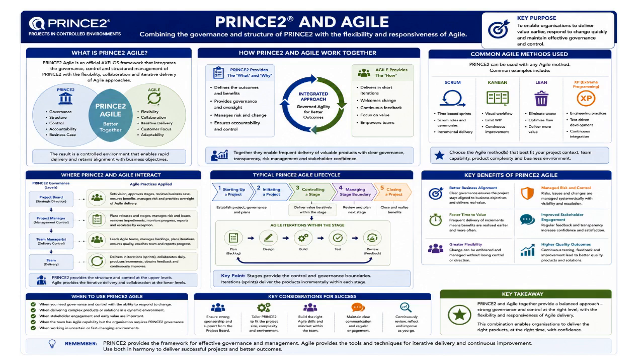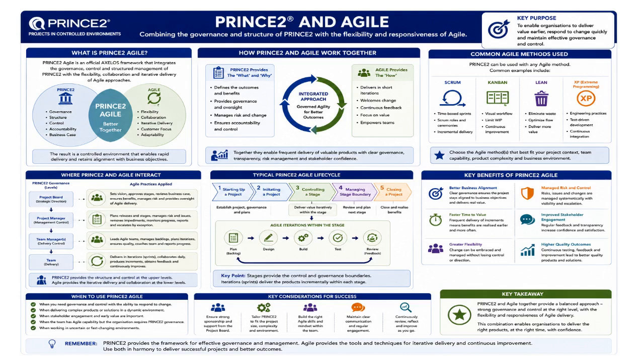The Venn diagram illustrates this integration very well. PRINCE2 contributes governance, structure, control, accountability, and business justification. Agile contributes flexibility, collaboration, iterative delivery, customer focus, and adaptability. When combined together, the result is PRINCE2 Agile, which aims to create better project outcomes by balancing control with responsiveness.